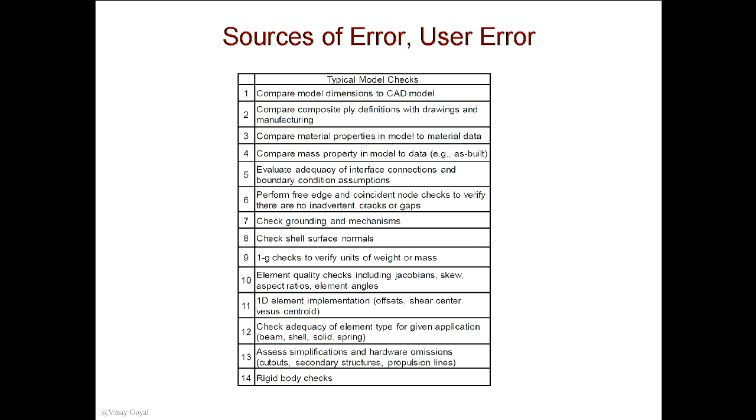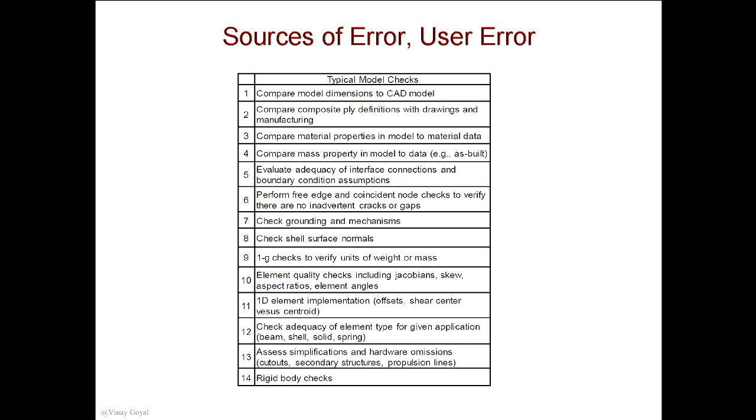Typical model check. When you get a model or you're constructing a model, make sure that the dimensions match the CAD geometry that applies, and match up with the drawings. Make sure you have material properties in the model that make sense, that they actually match some sort of test database or material database. Make sure you account for temperature dependence on the material properties. So if you have aluminum at hot or cold temperatures, make sure you have the correct mechanical properties for your application. Mass properties, make sure your boundary conditions are good.